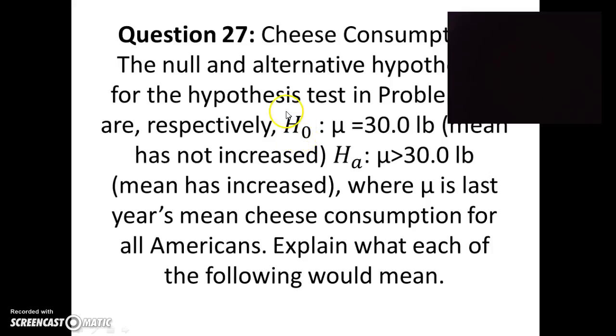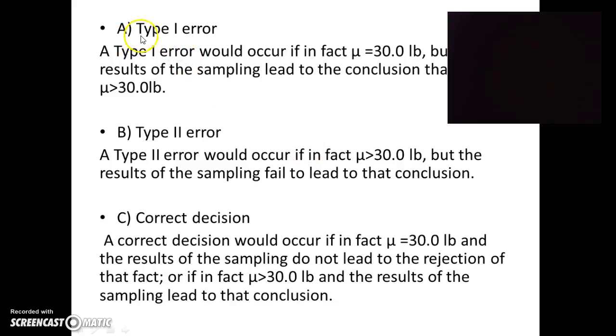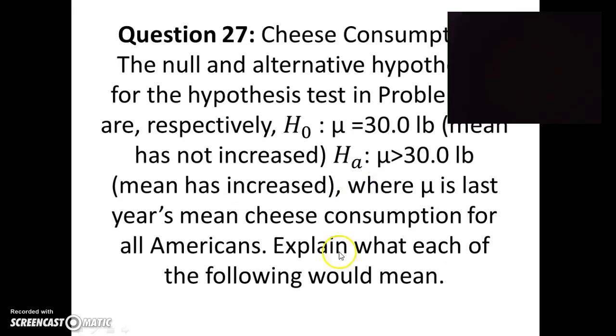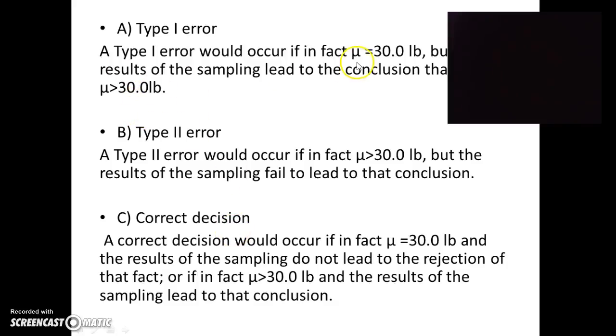For the same question, the null is mu is 30, alternative hypothesis is mu is greater than 30. So how do we explain the type 1 error according to this? The type 1 error is mu is actually 30, but the results that we get lead us to conclude that it's greater than 30. Type 2 error is mu is actually greater than 30, but the results that we get make us fail to reach this conclusion.